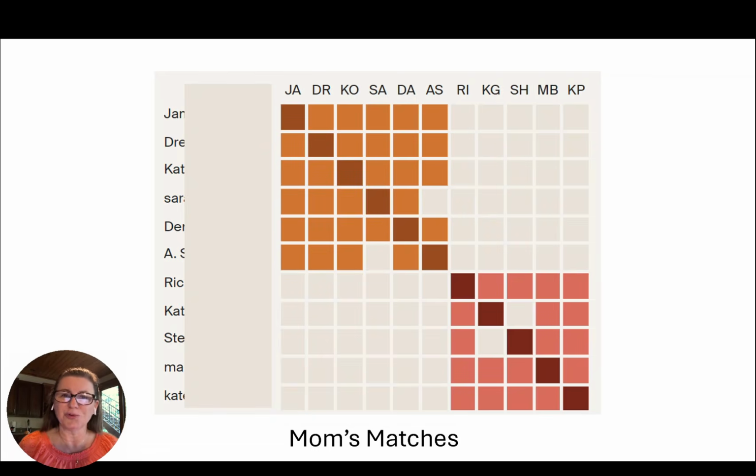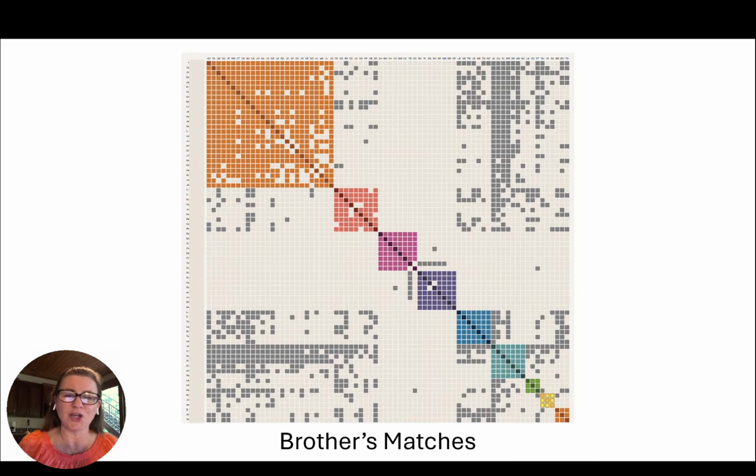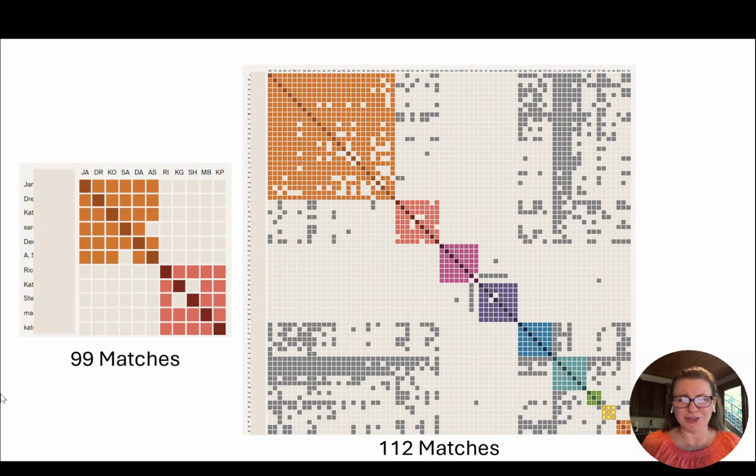Even stranger, she has 2 siblings who have tested. Her sisters look similar, but her brother looks like this. He has lots and lots of matches. So he has 112 matches between 65 centimorgans and 1,300 centimorgans. So why is this? As I already said, here he has 112 matches, she has 99, but the clusters are so very different. And why is that? Well, let's take a look.